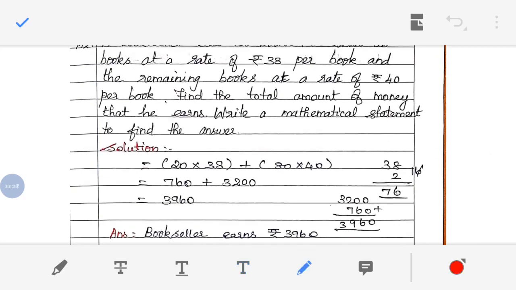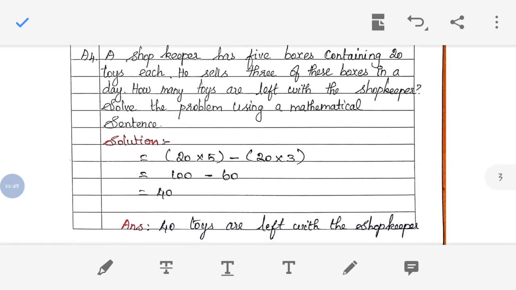80 into 40. So if you find the answer for 20 into 38, you will get 760, and 80 into 40, you will get 3200. Then if you add these two, this will be the final answer. Okay, 3960. So let's move on to the next question.